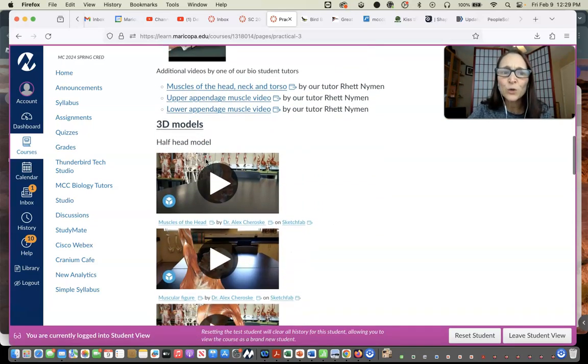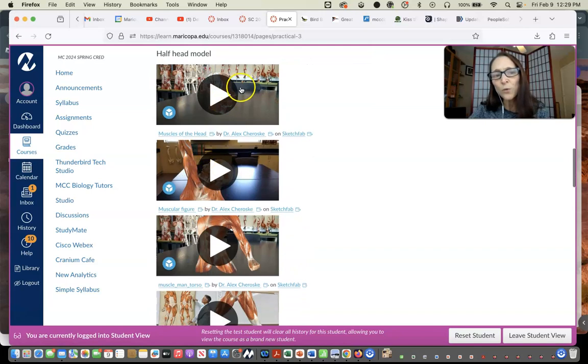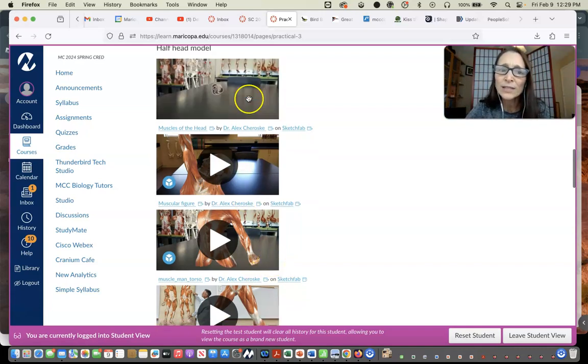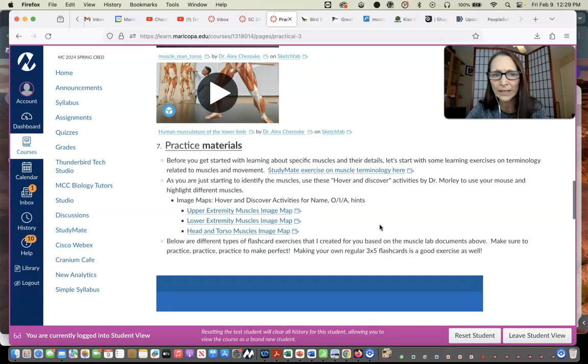So once you've done that, then you can go through and use some of these Sketchfab 3D models if you can't get to the study lab. If you can get to the study lab and get your hands on those models, great, more power to you. But if you can't, use these Sketchfab models, where you can manipulate things. You can expand this as well, and we have the muscles labeled for you on there, okay? You can expand them out and rotate them, manipulate them. I think they're really, really handy.